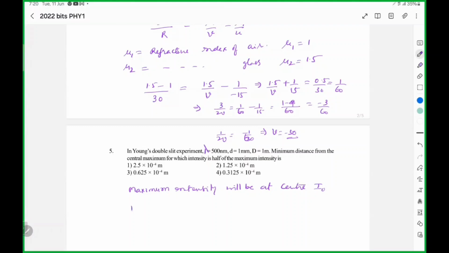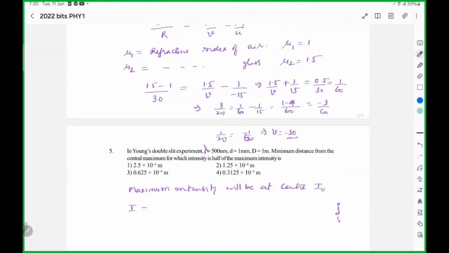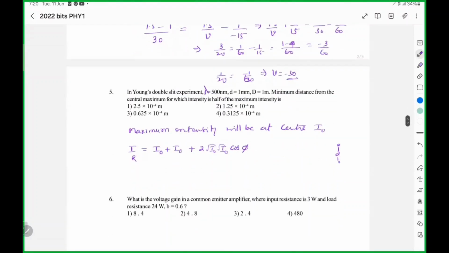So in Young's double slit experiment, here slits are separated by a distance d. Two waves of the same intensity, that is I naught, separated by a phase difference phi, then the resultant intensity I R, the formula related is this: 2 I naught cos phi.